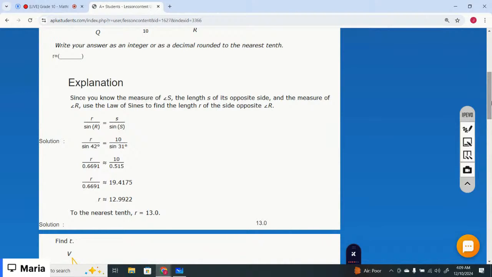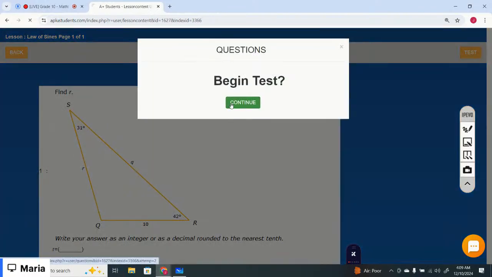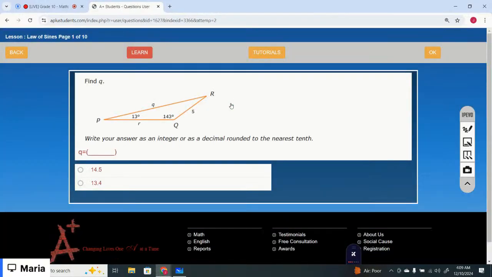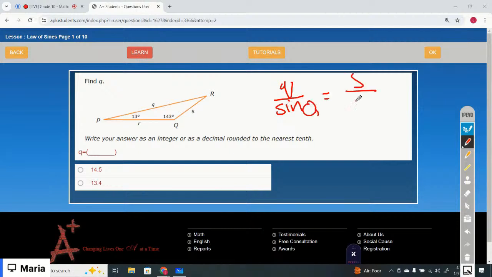Okay, let's just start with the test questions. Find q. So you are given a triangle. You are given two of the angles and one of the side. You need to calculate the side q. So how do we calculate? You can do q divided by sine q equals s divided by sine s, right? Because this is s.